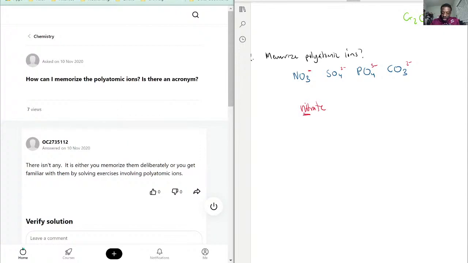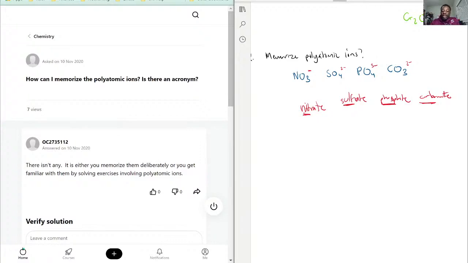Okay. Sulfate, same thing here. It's sulfur. Phosphate, phosphorus, and carbonate, carbon. So I like to start here, because memorizing these polyatomic ions and working with them helps you memorize a lot of the ones that are based off of them later on.